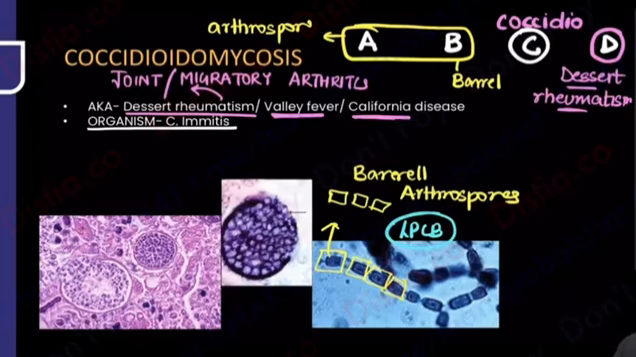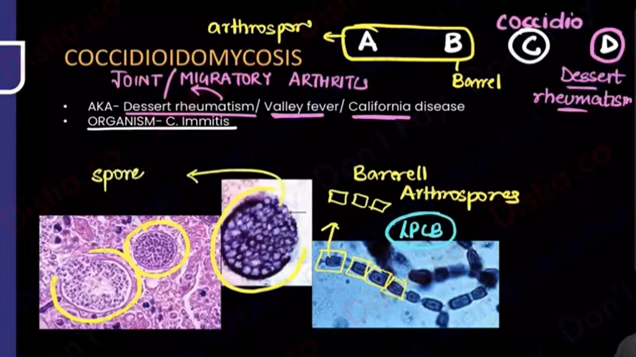Now, having said that, moving on, what else? I can see these round structures again with spores inside them. So that is also a possibility, that I'm going to see spores inside these round structures. That's one sort of picture. And the other one is the barrel-shaped arthrospore.